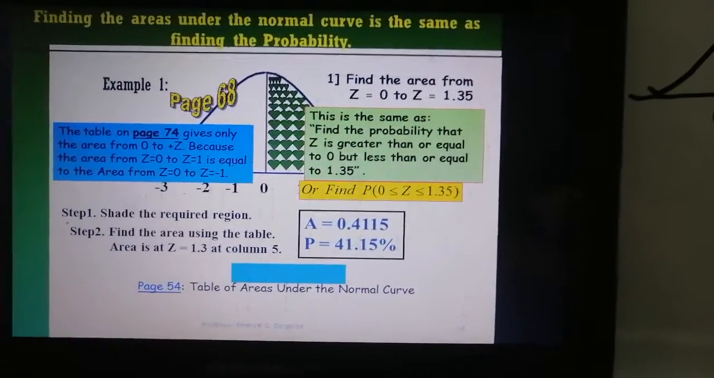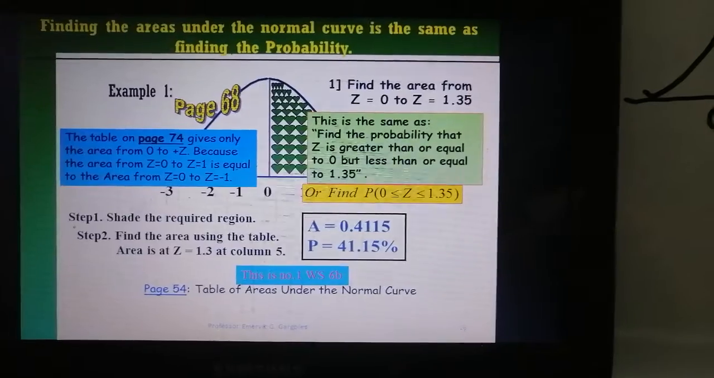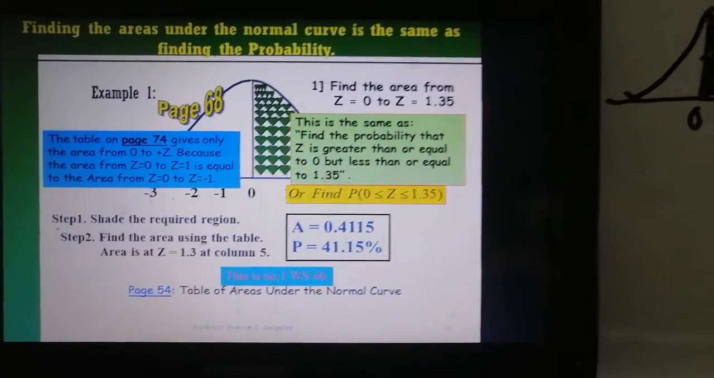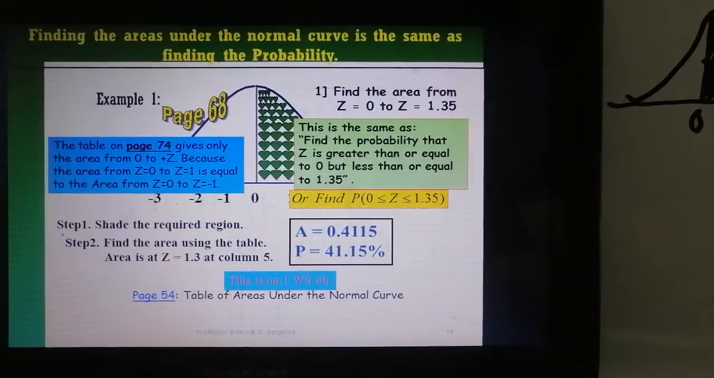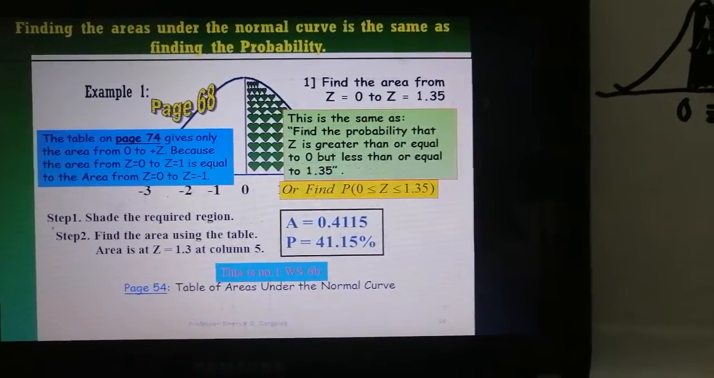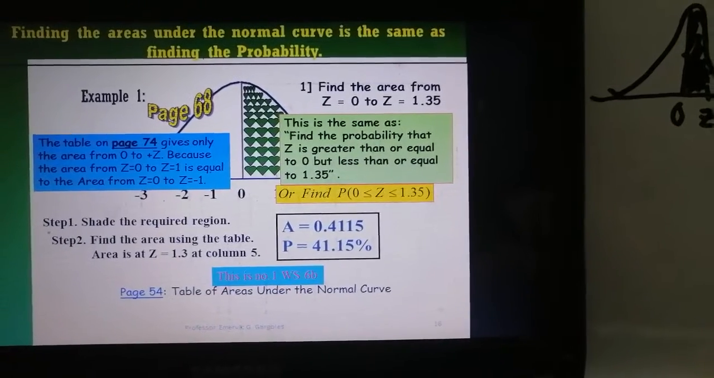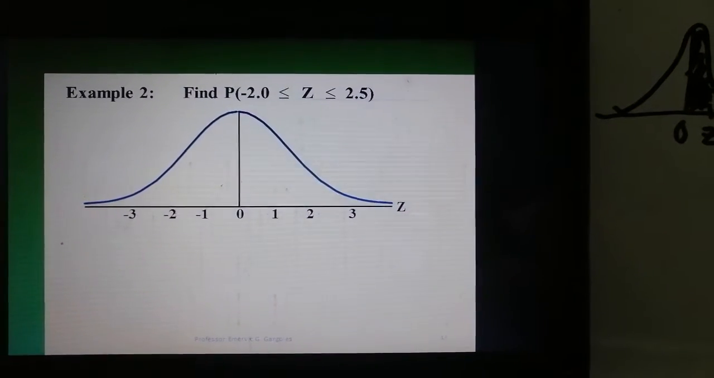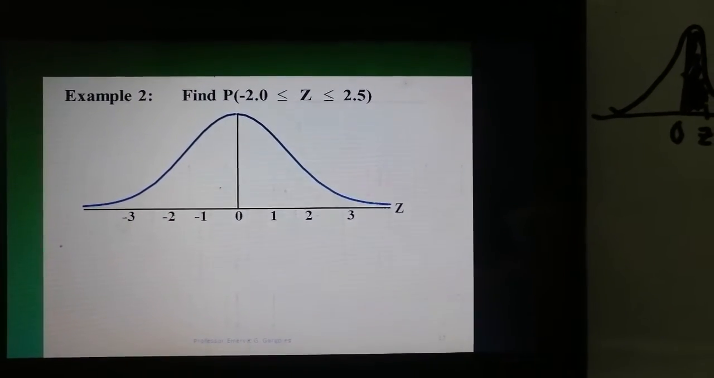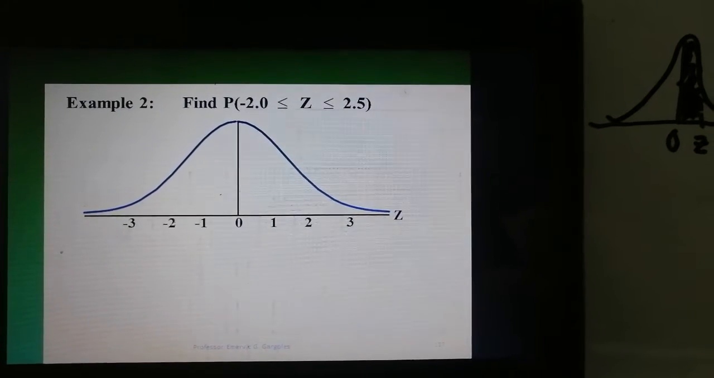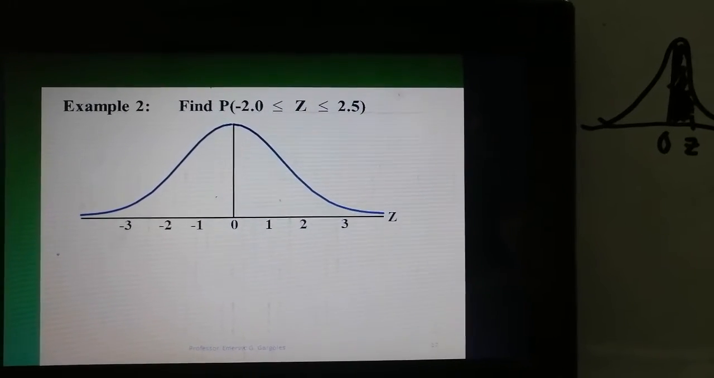Class, this is actually number 1 of your worksheet 6D. So this may be copied for your reference or as your example, because later you will be doing the rest. I'll be giving you more examples. So let's take example number 2. Find the probability that z is in between negative 2 and 2.5.